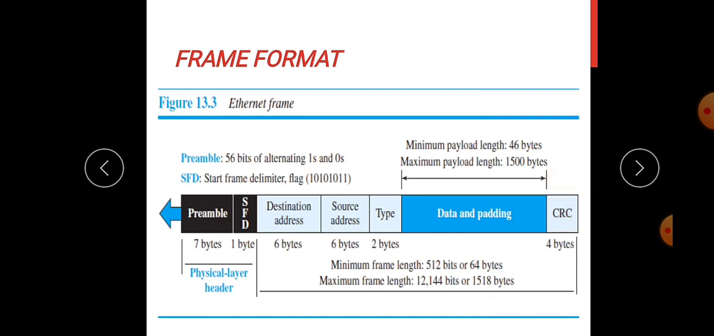The last field is CRC. It contains error detection information. In this case, we are using CRC32. So this is calculated over address, type and data field. And if the receiver calculates CRC and finds it is not 0, that indicates that the frame is corrupted during transmission and it will discard the frame.